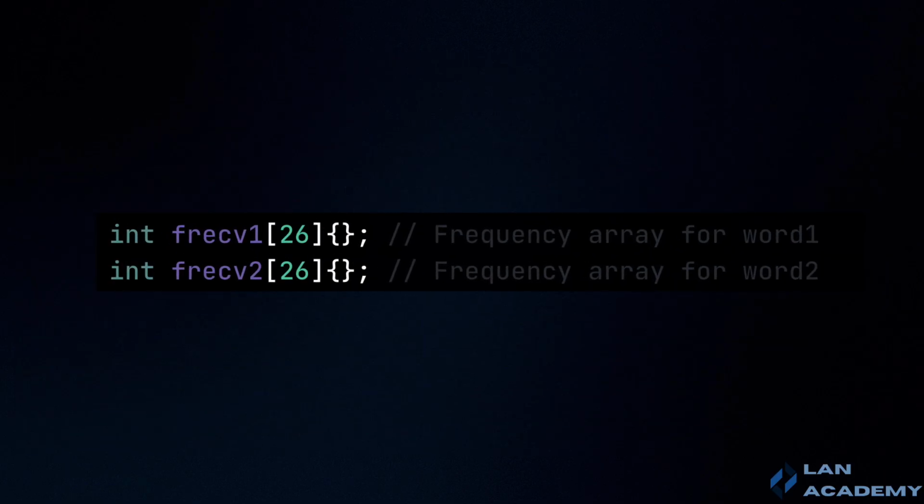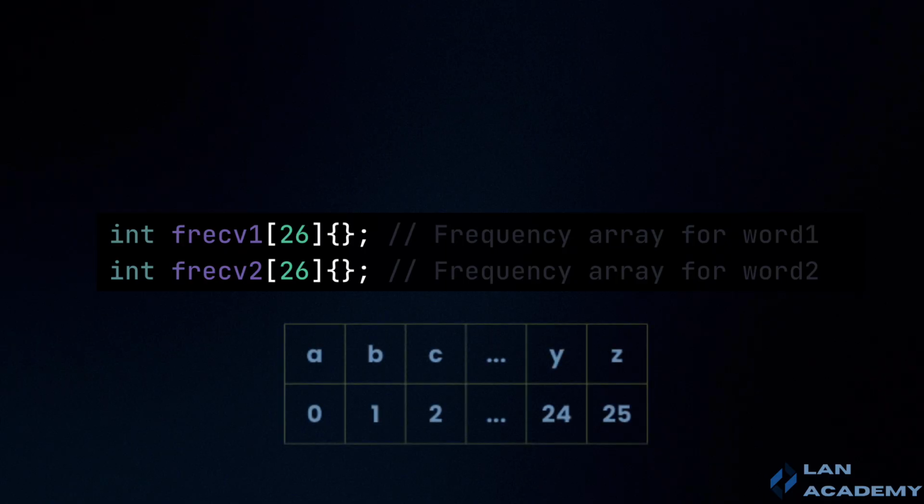So, let's take the steps one at a time. First, I initialize the two arrays that will count the number of appearances of each character in the initial words. I declared the arrays frec1 and frec2, each of length 26, which are used to count the frequencies of each character in two words, word 1 and word 2. Each position in these arrays corresponds to a letter of the English alphabet A to Z. For example, position 0 corresponds to the letter A, position 1 corresponds to the letter B, and so on up to position 25, which corresponds to the letter Z.